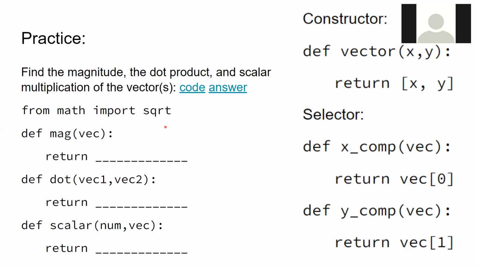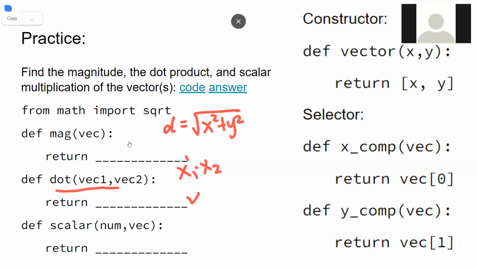The magnitude in math is d equals the square root of the x component squared plus the y component squared. The dot product returns a number, and the magnitude also returns a number. For the dot product, we get the x component from vector one and the x component from vector two and multiply them together, then y1 times y2, and you add them together. This is the result we want.